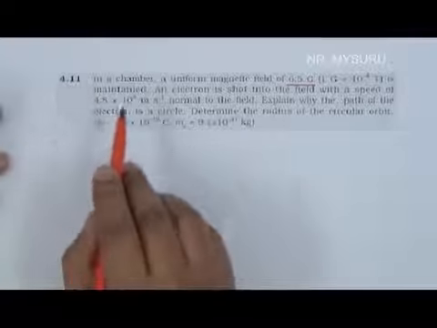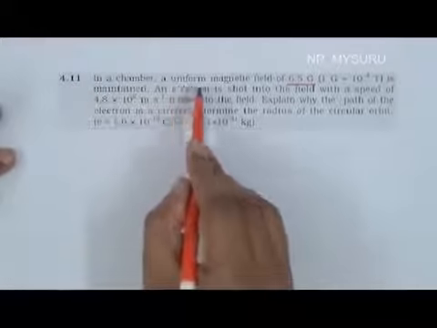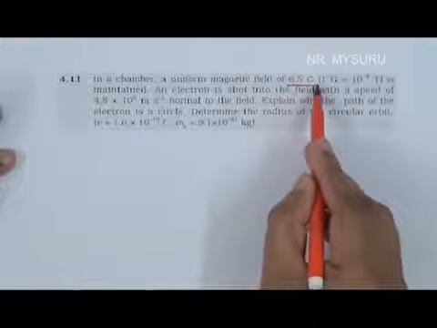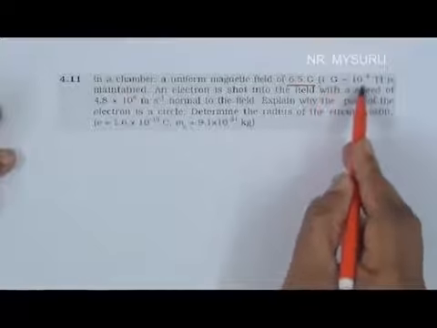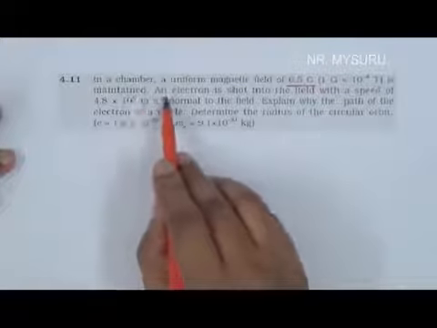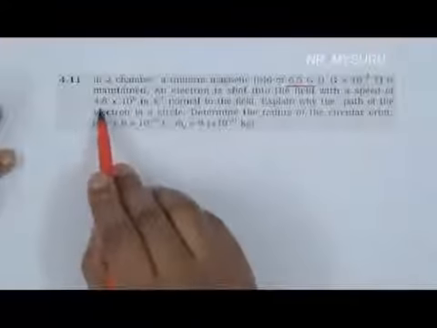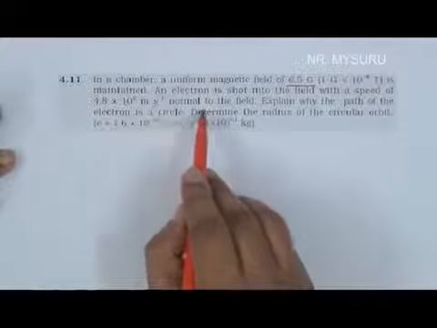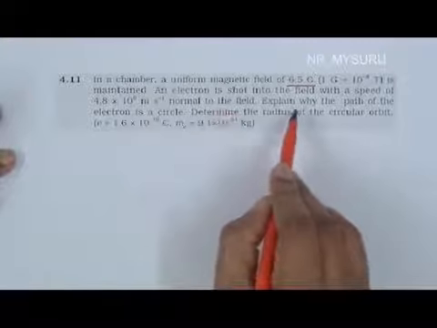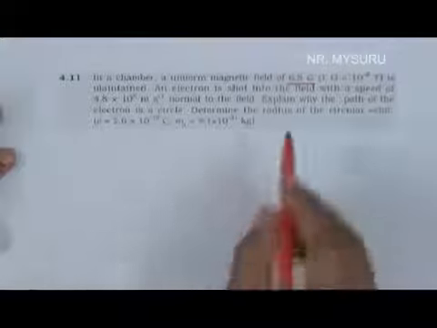11th problem. In a chamber, a uniform magnetic field of 6.5 Gauss, where 1 Gauss equals 10⁻⁴ Tesla, is maintained. An electron is shot into the field with a speed of 4.8 × 10⁶ meter per second, normal to the field. Explain why the path of the electron is a circle. So we have to explain.